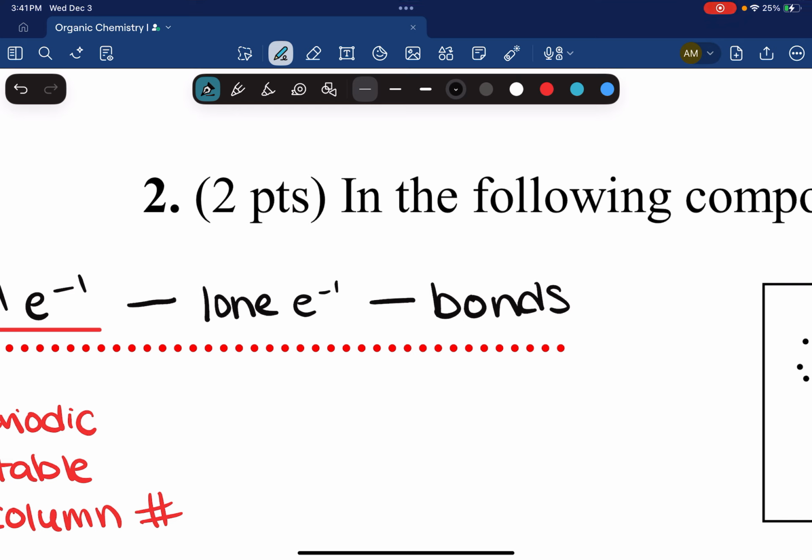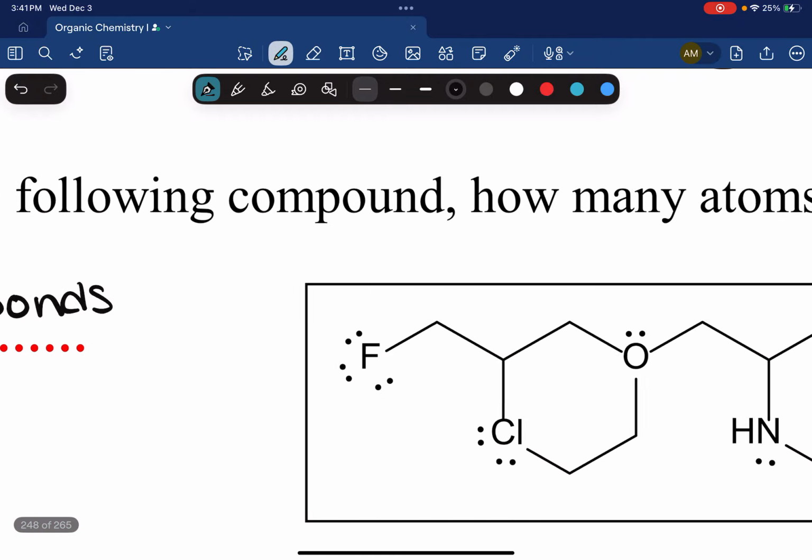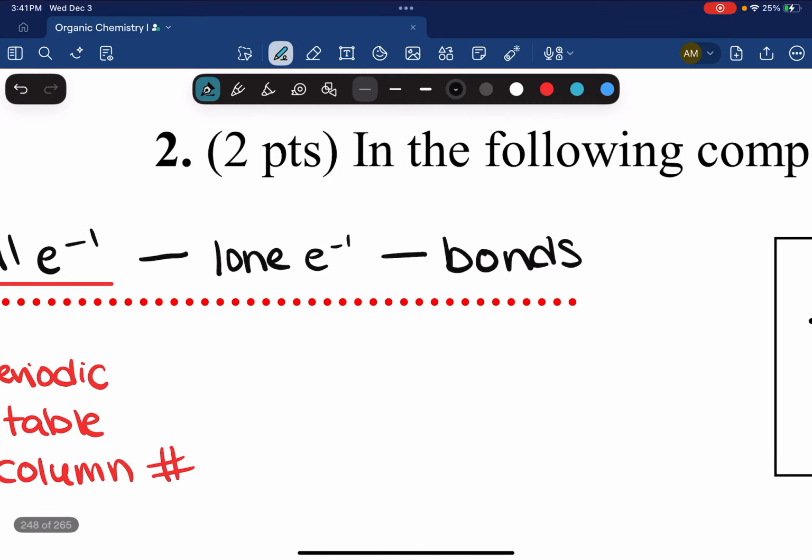There's, like, a different formula for it where it's like, lone pairs times 2, and then bond numbers divided by 2, or something like that. It's just easier to think about it this way.